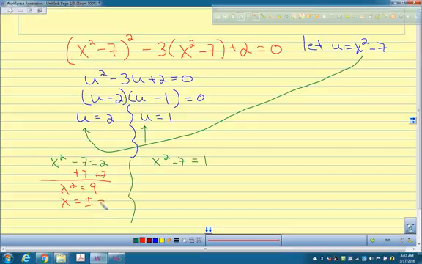Plus or minus 3, right? X squared equals 8. Is that right? X squared equals 8. X equals what? Plus or minus square root of 8, which can be written as plus or minus 2 root of 2. Do you remember that? That can be written as 2 root of 2. Okay? And that's how you do that.